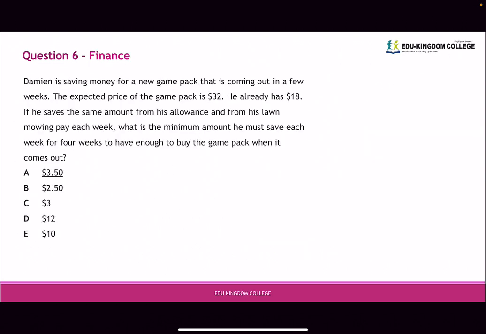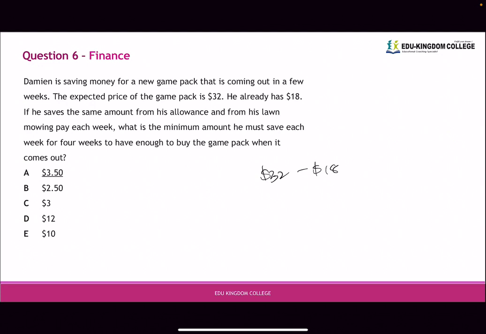Now, question 6, finance. So, Damien is saving money for a new game pack. It's $32. He already has $18, and then he needs to save for 4 weeks. He needs to save his allowance for 4 weeks to be able to buy this new game. And so how much does he need to save each week to be able to afford this new game?